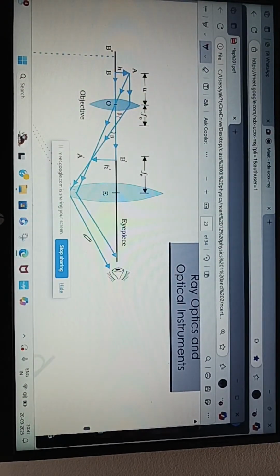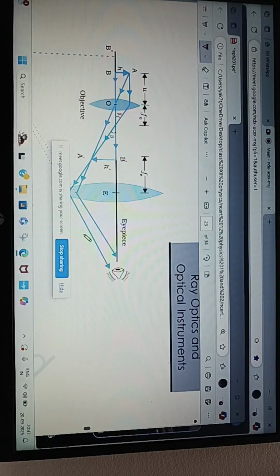How many types of simple microscopes? Now I am going to ask, to check you. How many types of simple microscope? What are the magnification formulas? Yes, sir, I don't know, sir. This is the first time I'm doing optical instruments. Now, just now I explained, there are two types.